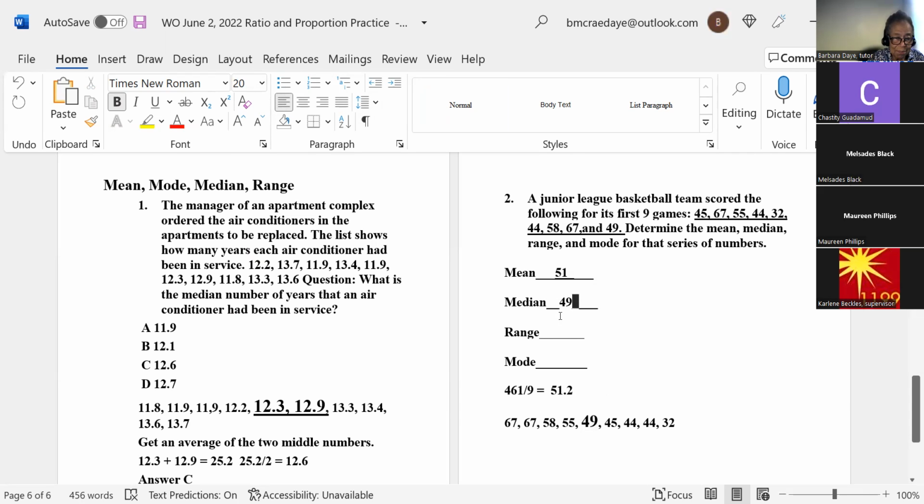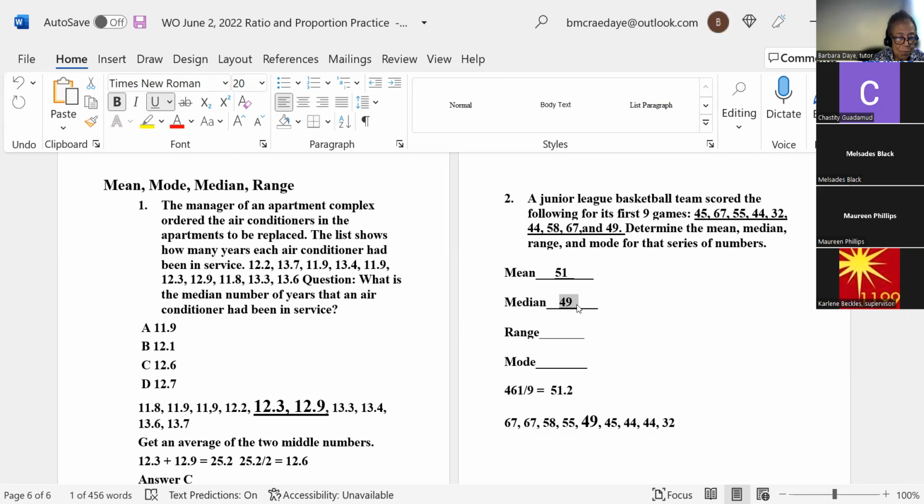All right. Very straightforward when it's an odd number. Whenever there's an odd number of items, only one number is in the middle. And now that we have them in order, Maureen, what is the range? How would you find it?